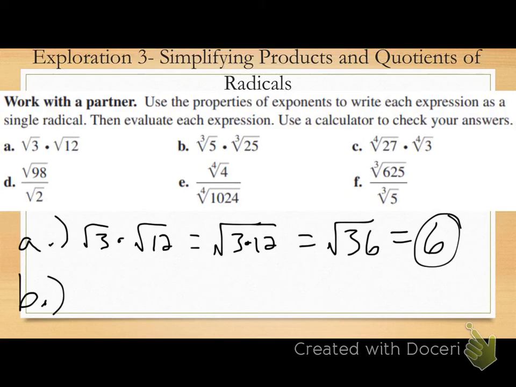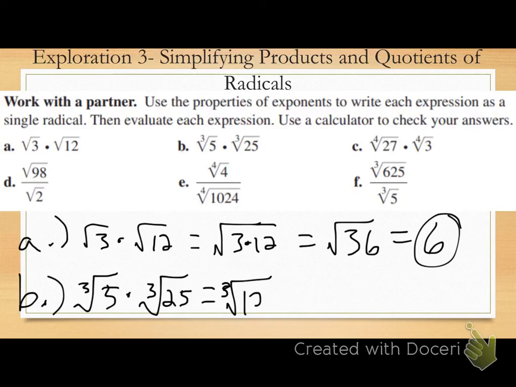So letter B, instead of square roots, we have cube roots. Do you think the concept changes though? No. As long as my root matches up, like I have a cube root times a cube root, square root times a square root, I can multiply those numbers under the radical all day long. So what is 5 times 25? 125. The cube root of that is 5. I'm asking myself what number times itself times itself gives me 125? That is 5. Questions on B?